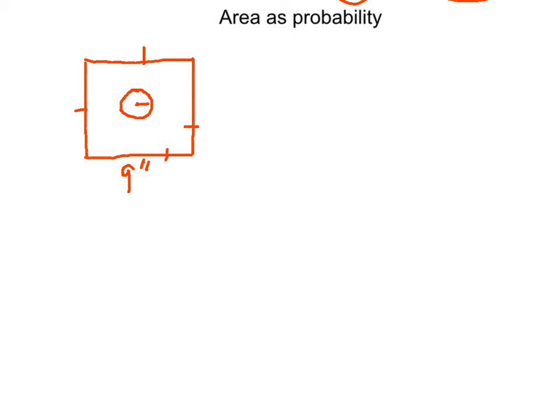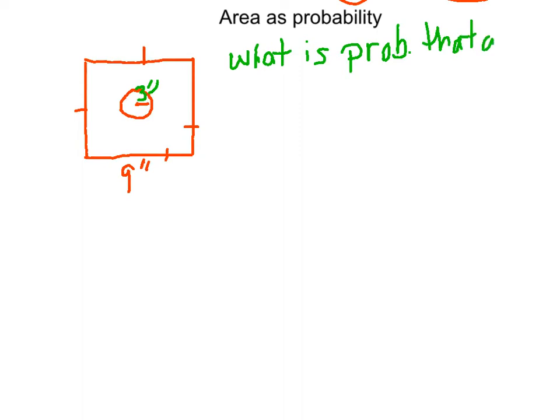And inside that little tiny circle there, I'm going to tell you that the radius for that is 3 inches. All right, and we want to know what is the probability, I'm going to abbreviate probability, that a dart will hit the small circle.